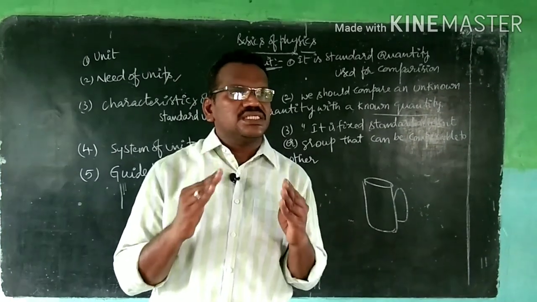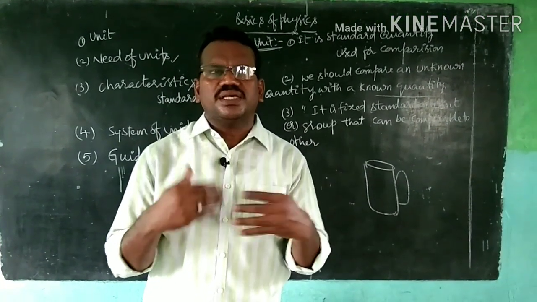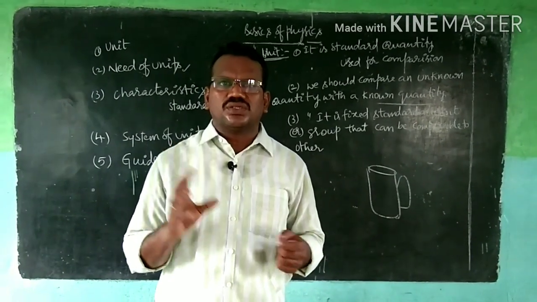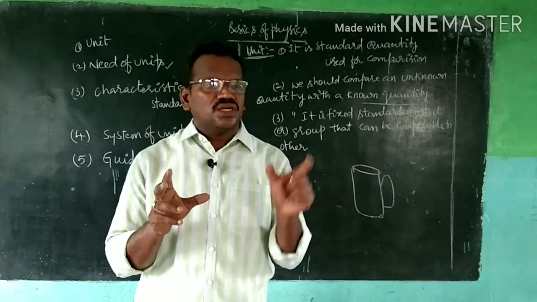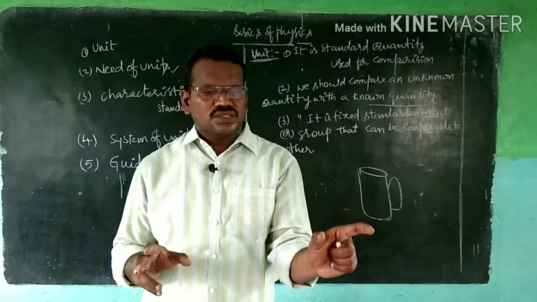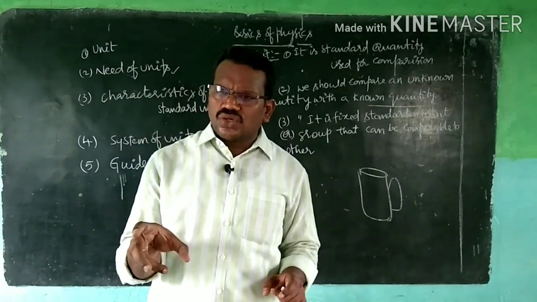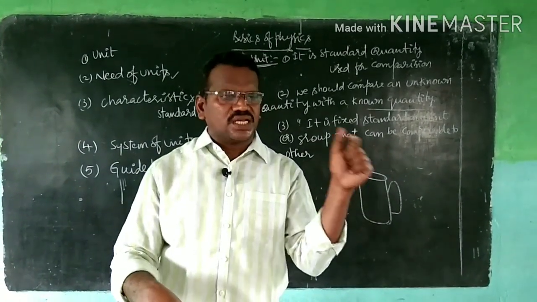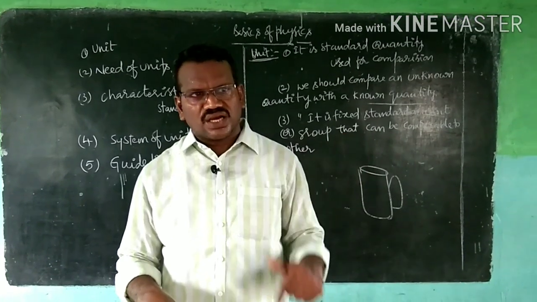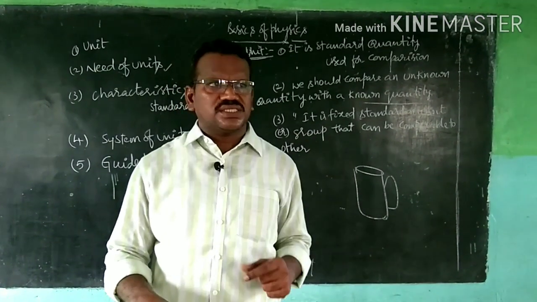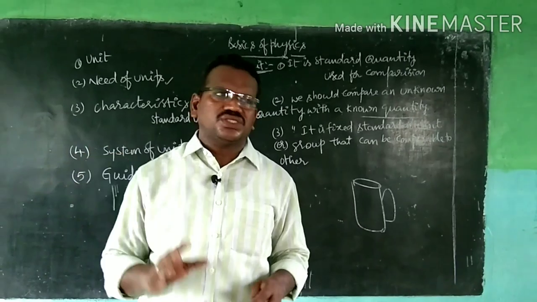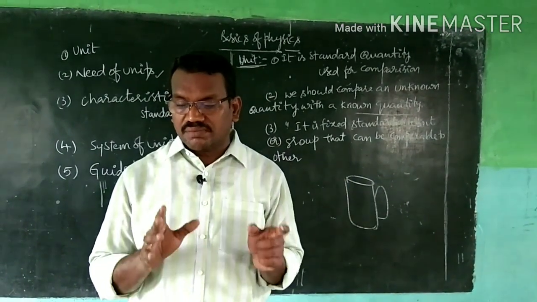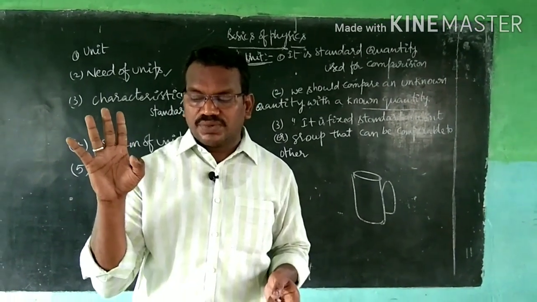Next, it is easily reproducible. Many times we should be able to use it. For example, whenever you went to a grocery shop, there we measured 1 kg of sugar. The same stone we can utilize as the 1 kg for rice, 1 kg of dal and 1 kg of cereals, whatever it may be. The stone does not change, but the comparable quantity changes. That is the meaning of easily reproducible.